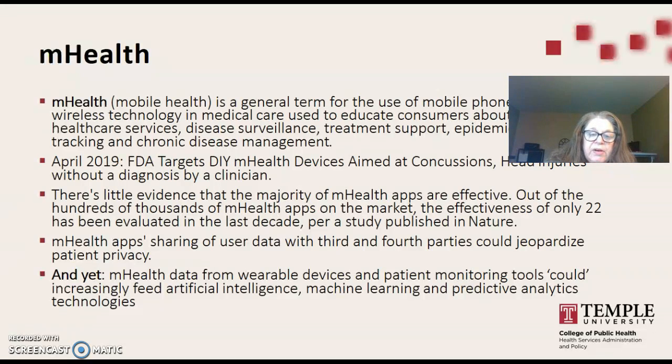mHealth apps' sharing of user data with third and fourth parties could also jeopardize patient privacy. And yet, mHealth data from wearable devices and patient monitoring tools could increasingly feed artificial intelligence, machine learning, and predictive analytics technologies moving forward.